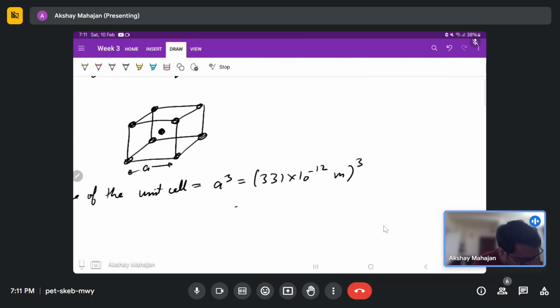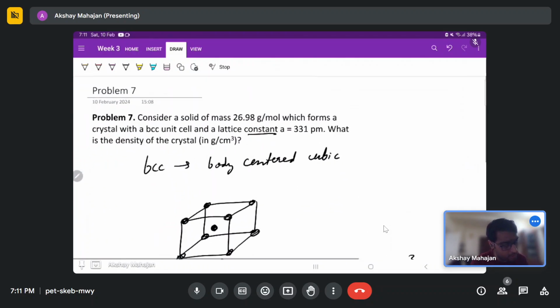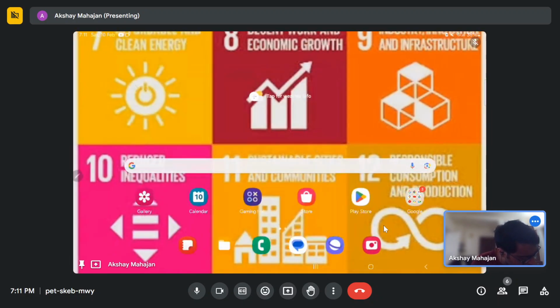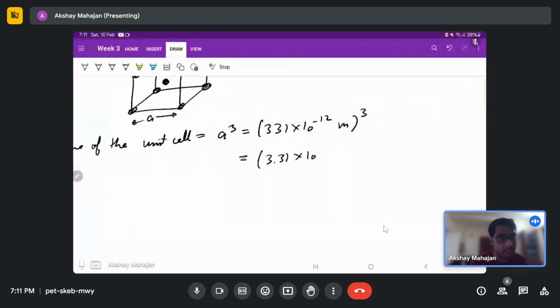Now, since everything is given in gram, the density is asked in gram per centimeter cube, so we will just convert it into centimeter. So it will be 3.31 into 10 to the power minus 8. 1 meter is equal to 100 centimeter, so we will multiply it by 10 to the power 2, and then we will take this 10 to the power minus 2 here as well. So we will have 3.31 into 10 to the power minus 8 centimeter whole cube.